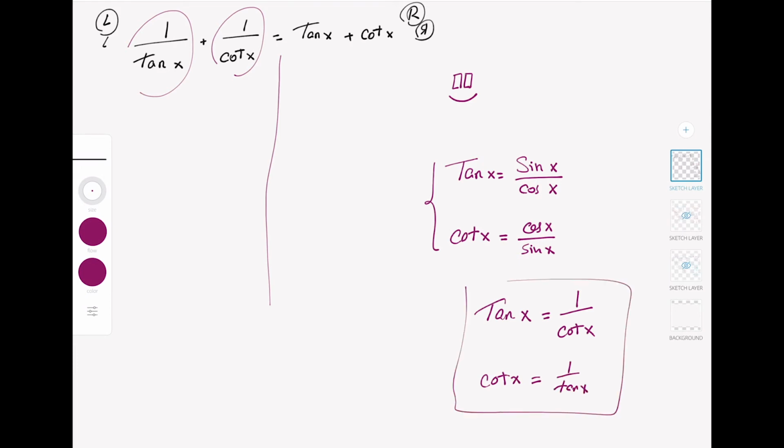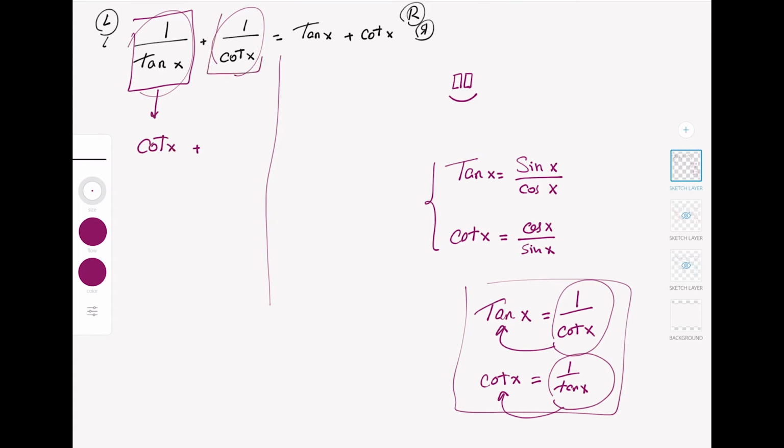So we already proved it. 1 over cotangent of x equals tangent of x, and 1 over tangent of x equals cotangent of x. So instead of 1 over tangent of x, I can just put cotangent of x, plus instead of 1 over cotangent of x, I can put tangent of x. We have exactly the other side. Usually the identity question at the beginning looks complicated and impossible to get to the other side, but as long as we don't make any algebraic mistake and follow all the fundamental identities, we should be able to verify.